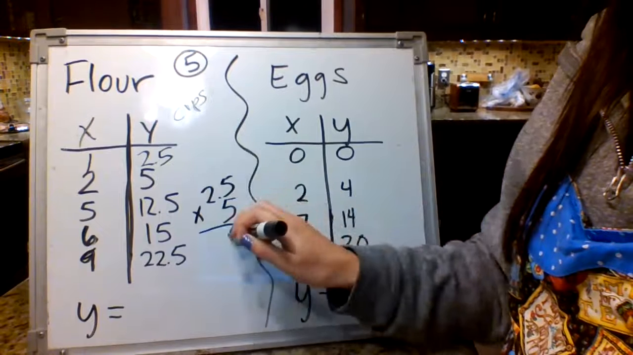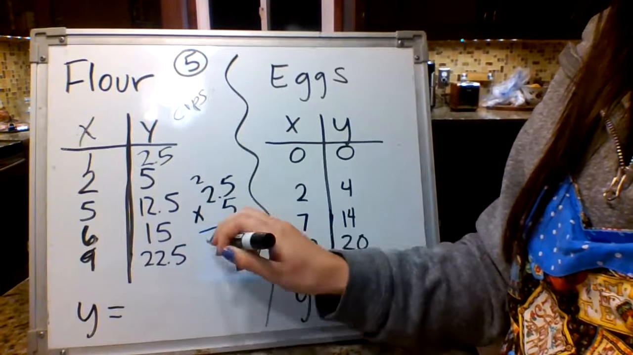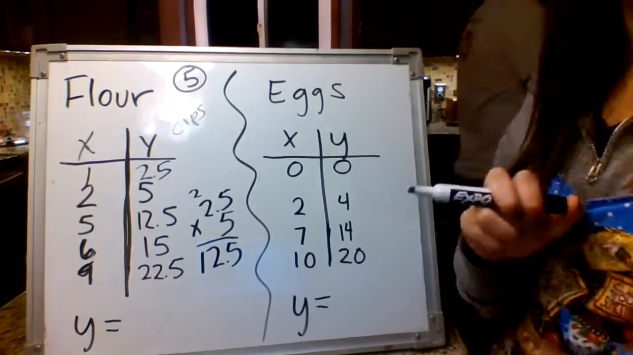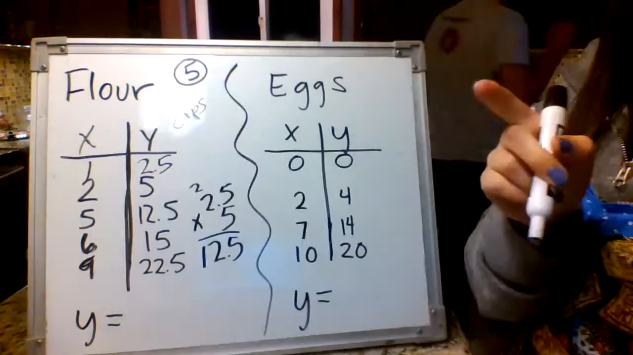5 times 5 is 25. 5 times 2 is 10 plus 2 is 12. And then we'd put our decimal back in to get 12.5. So yes, that is our rule. That for 1 batch, we need 2.5 cups of flour.